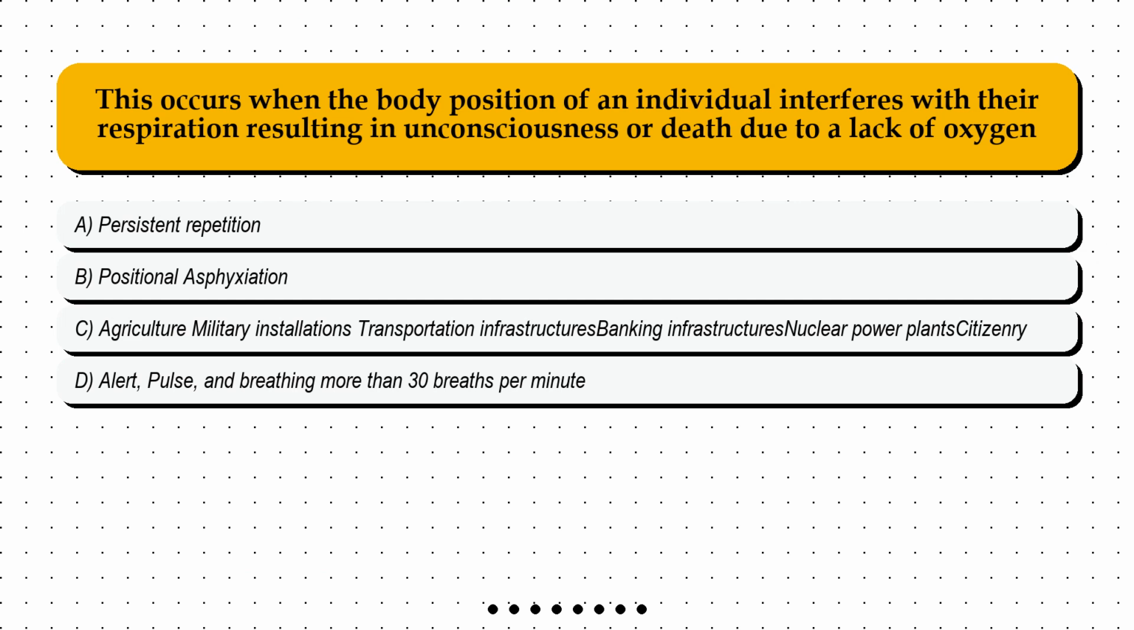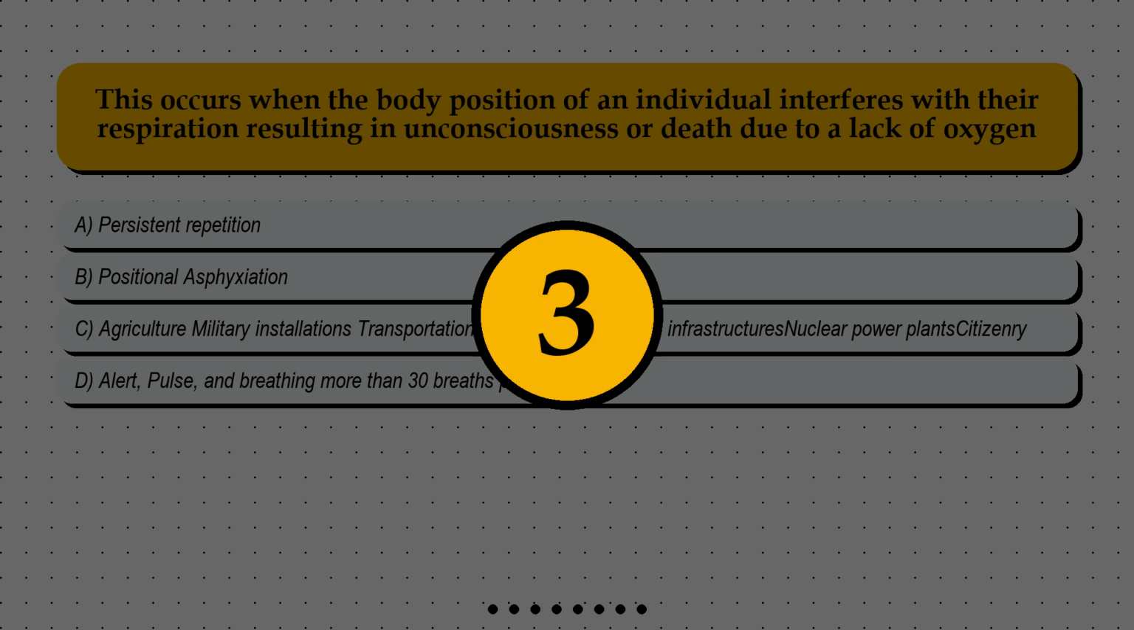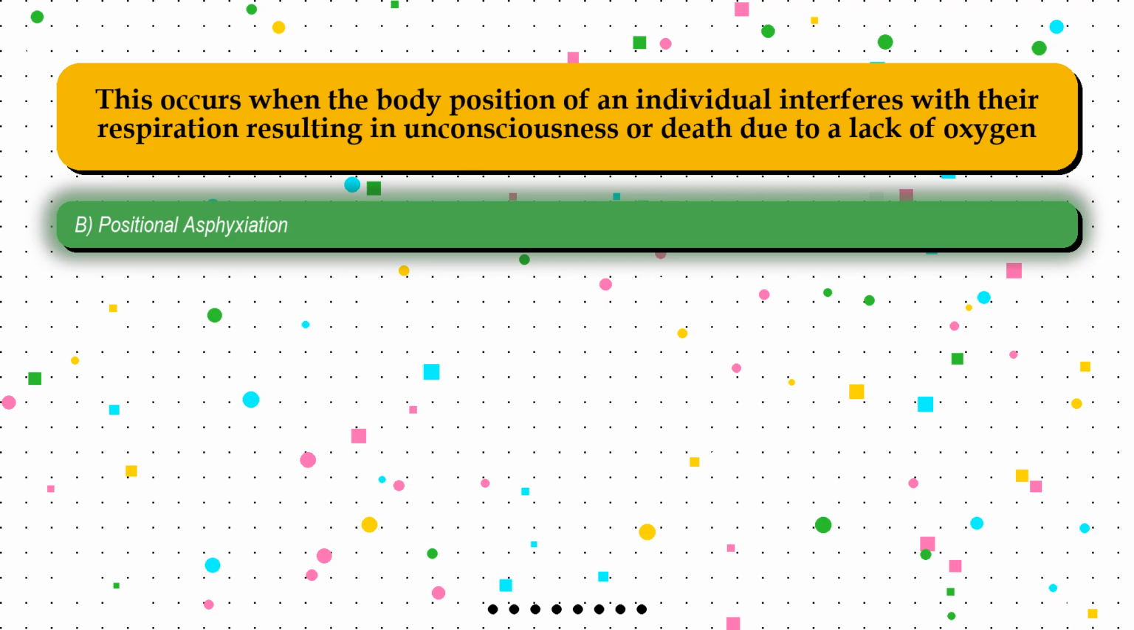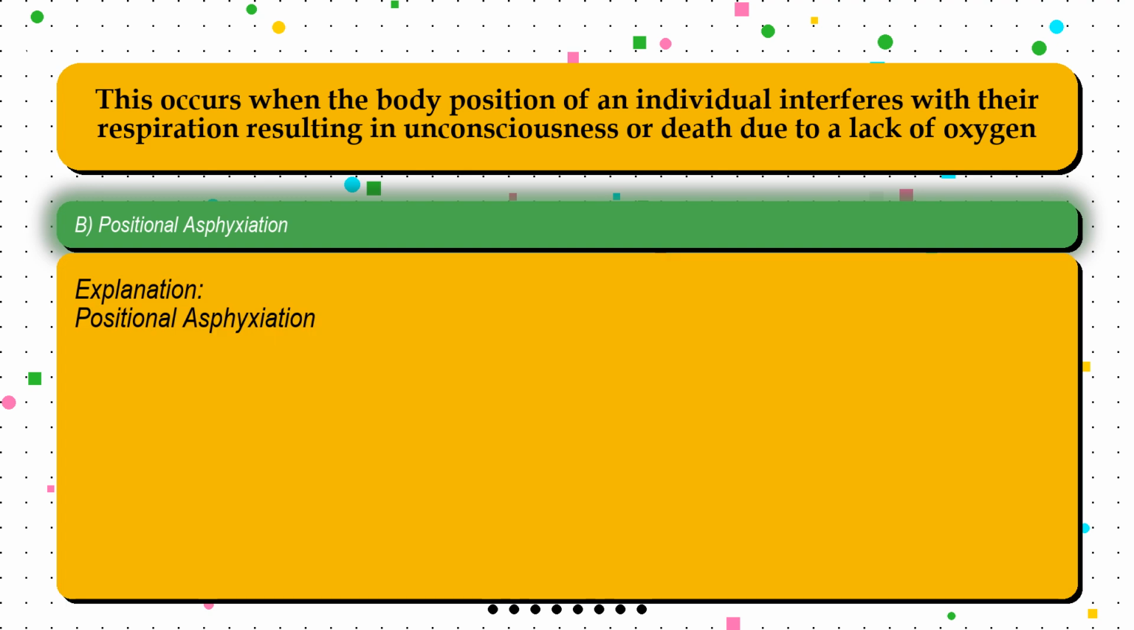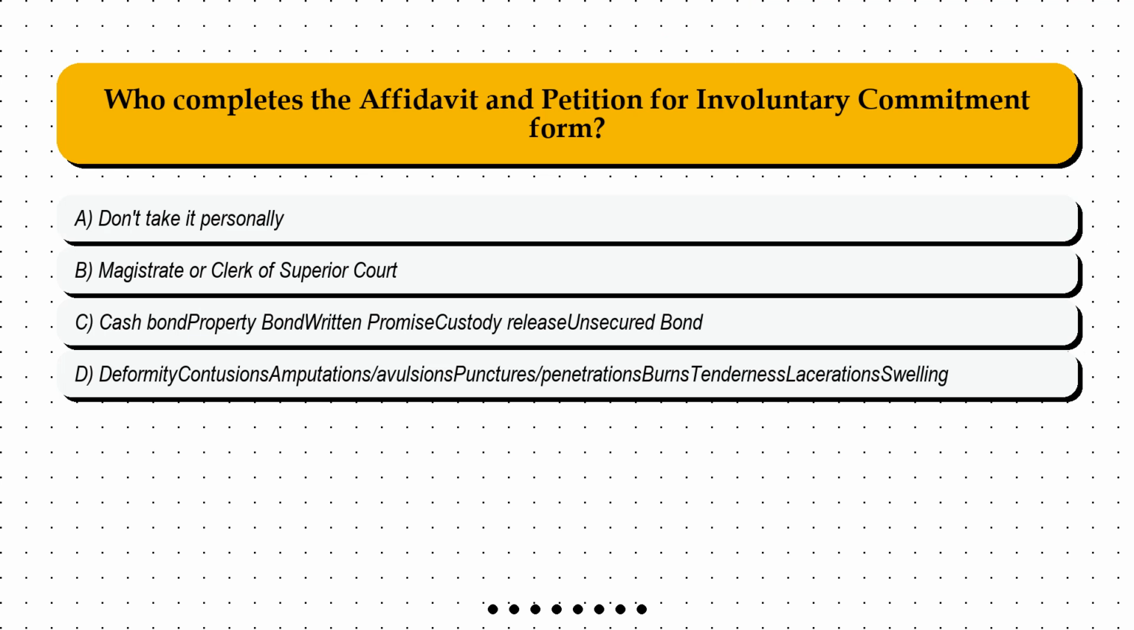Question 2. This occurs when the body position of an individual interferes with their respiration, resulting in unconsciousness or death due to a lack of oxygen. Option A, persistent repetition. Option B, positional asphyxiation. Option C, agriculture, military installations, transportation infrastructures, banking infrastructures, nuclear power plants, citizenry. Option D, alert, pulse, and breathing more than 30 breaths per minute. The correct answer is option B, positional asphyxiation.